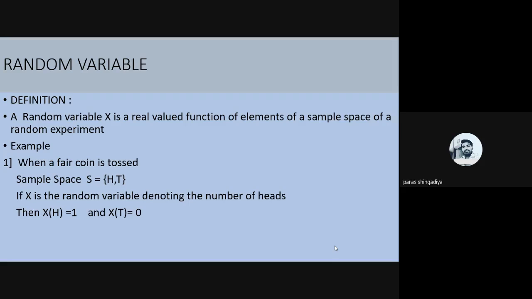Now I consider a random variable. X is a random variable denoting the number of heads in the sample space. So consider the elements of the sample space one by one, one outcome at a time, and here we apply X.